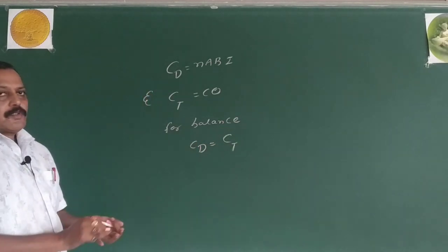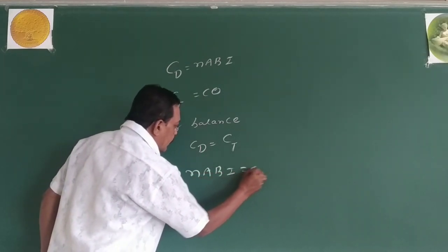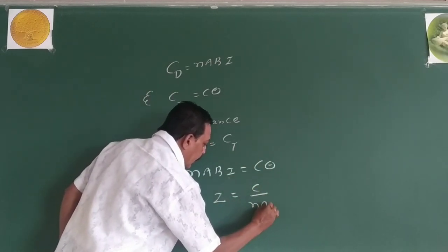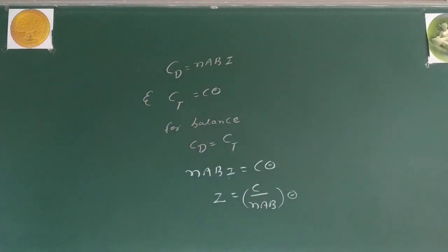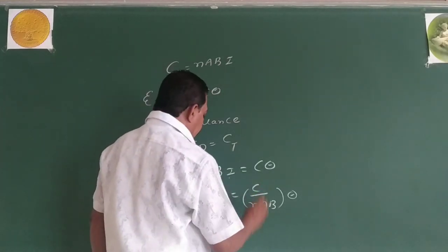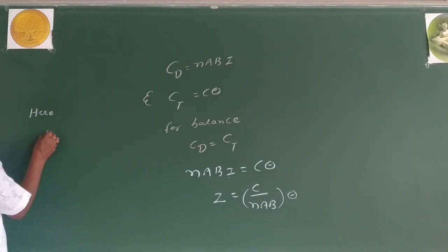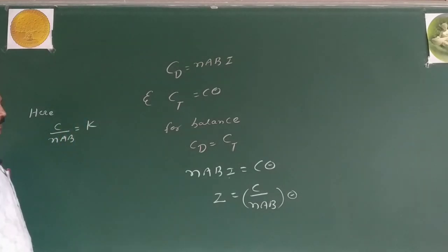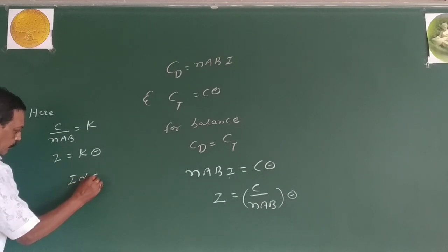The sum of the clockwise moments is equal to the sum of the anti-clockwise moments. So NABI equals C into theta. I need the current I, so I equals C divided by NAB times theta. C divided by NAB is a constant, so I equals K into theta. If I remove the equals and K, I is directly proportional to theta.